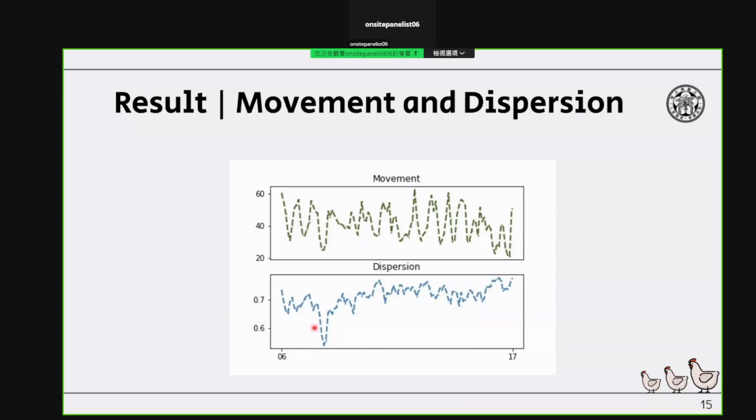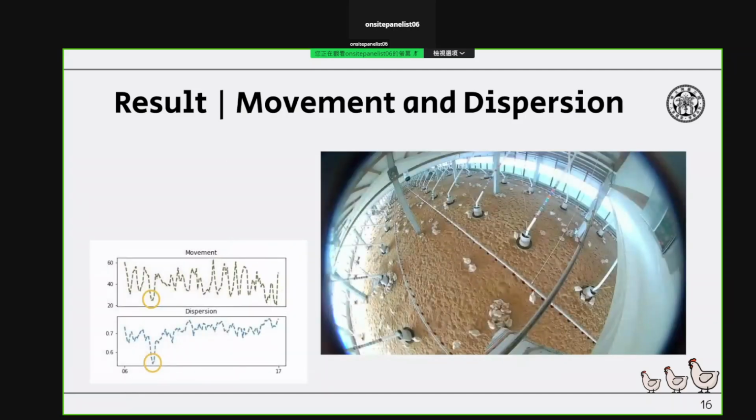You can see that there's a weird drop in both the movement and dispersion here. If we take a closer look at the video, compared to the previous videos I have shown, most of the chickens are disappearing in this image without any reason. So it just shows that the system can find abnormal situations or events happening inside the chicken coop.